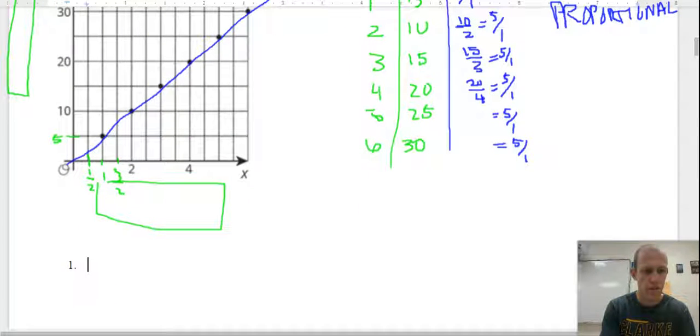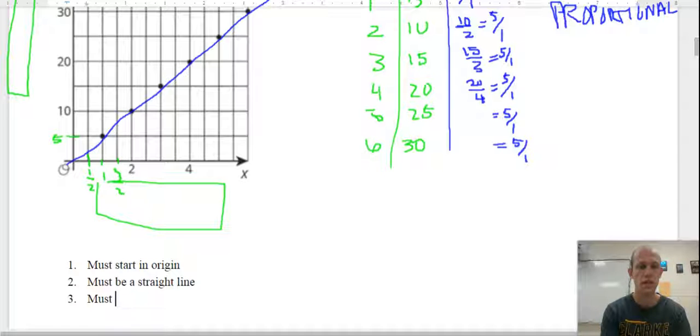So here are some key characteristics of a proportional graph. Number one, it must start at the origin. Number two, it must be a straight line, not a curved line. And yes, lines can be curved. It must be a straight line. I was going to say it must have a COP, but that comes in with the straight line part. So if it starts at the origin and is a straight line, you will have a proportional graph.